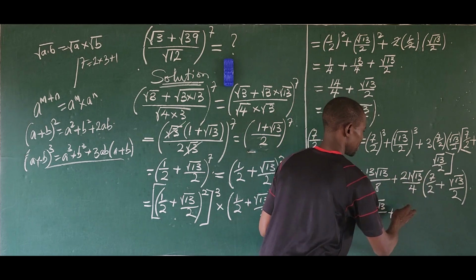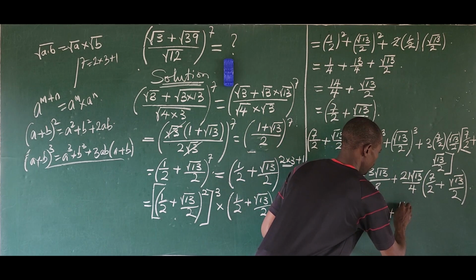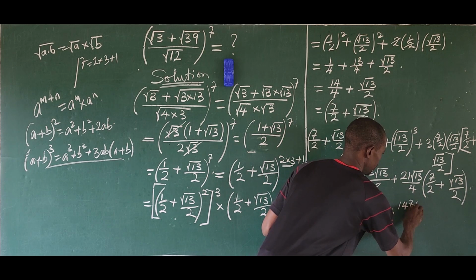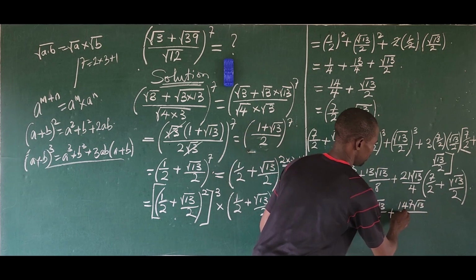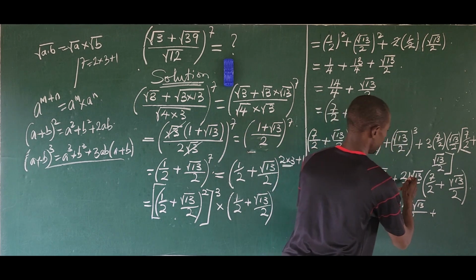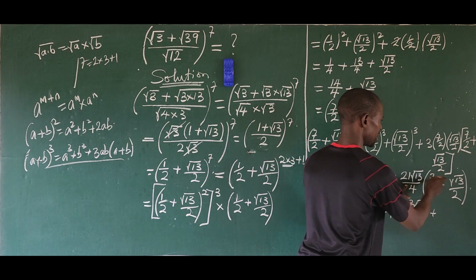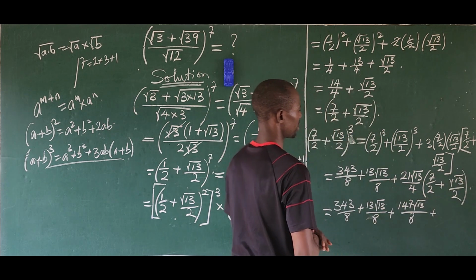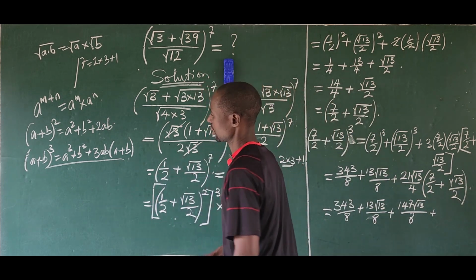So 7 times 21 will give us 147 root 13 all over 4 times 2, which gives us 8. Then plus 21 root 3 times root 3, and that will give us 21 times 13. So let's work it out here.